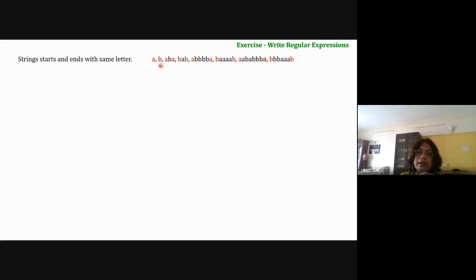Starting with b, ending with b. Only b is also a valid string. Or ABA is a valid string, or BAB is a valid string, or A in between all B is a valid string. B and B in between all A is a valid string, or a combination of A's and B's is also a valid string. So start writing. Tell me what is the answer.